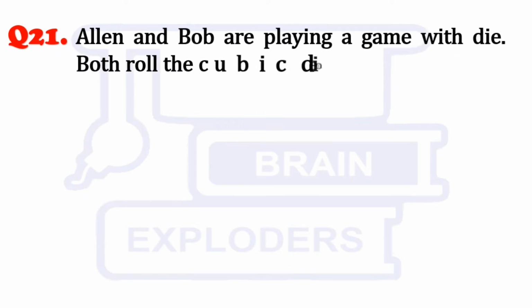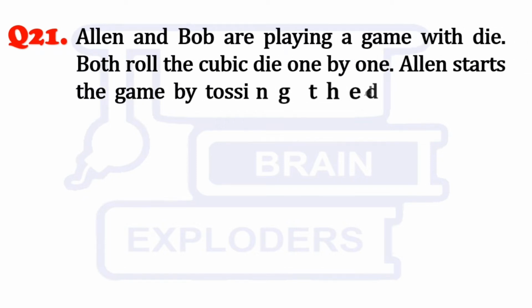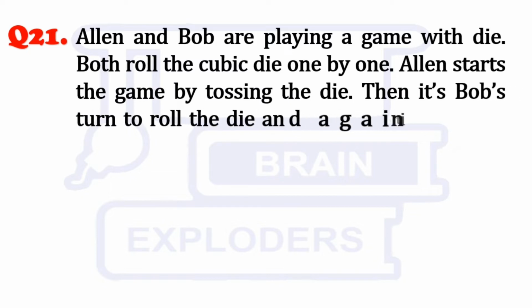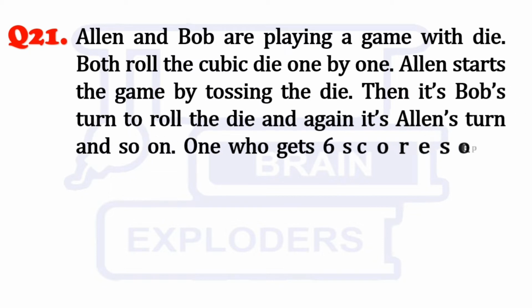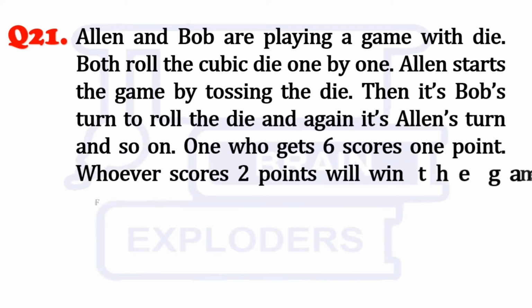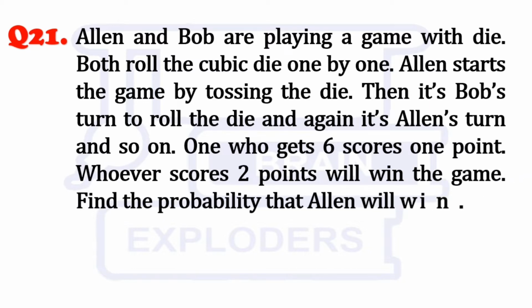Ellen and Bob are playing a game with a die. Both roll the cubic die one by one. Ellen starts the game by tossing the die. Then it's Bob's turn to roll the die, and again it's Ellen's turn, and so on.